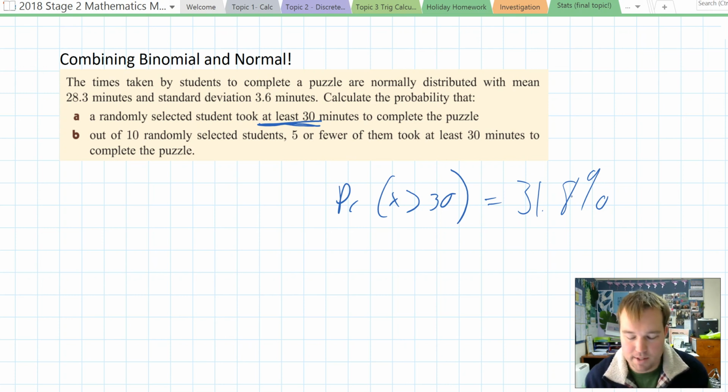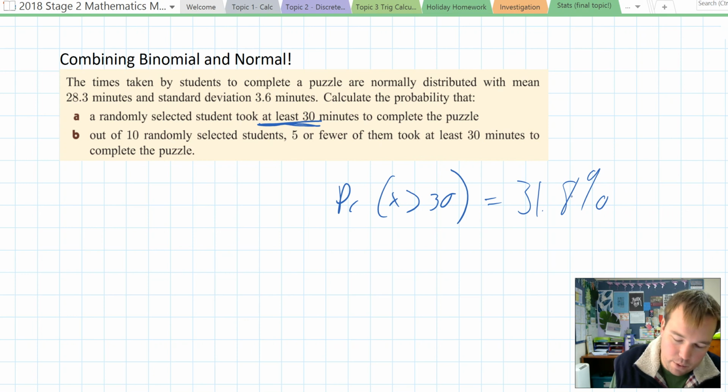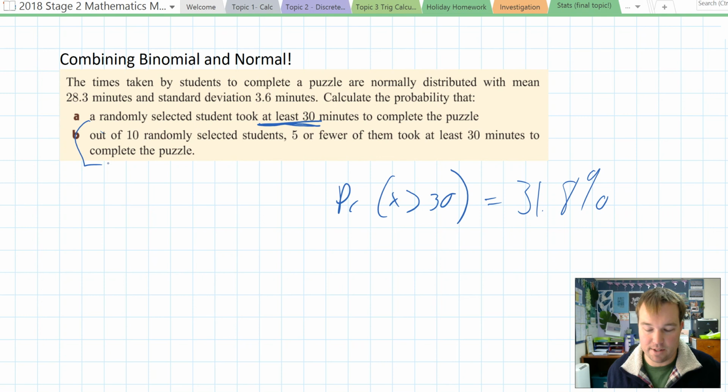Out of 10 randomly selected students, what's the probability that 5 or fewer of them took at least 30 minutes to complete the puzzle? So now, what we're thinking is students randomly selected either have a probability of success or failure. Here, success being they took at least 30 minutes, failure they didn't. Now there's two options, it's turned into a binomial distribution. So when students are randomly selected, we want the probability that it's binomial cumulative, which is an absolute mess.